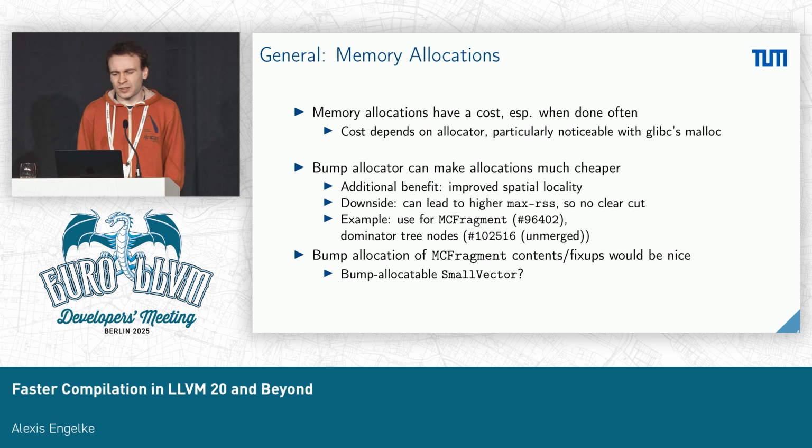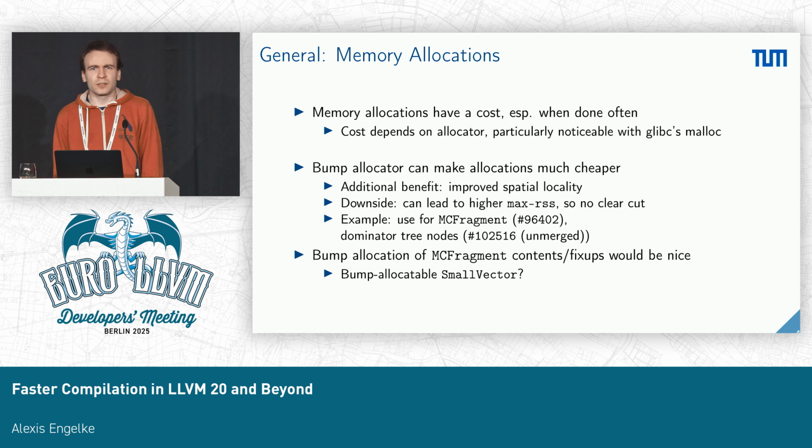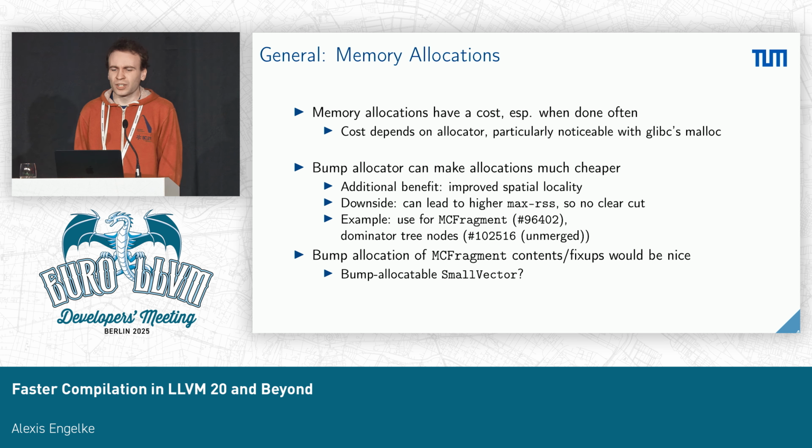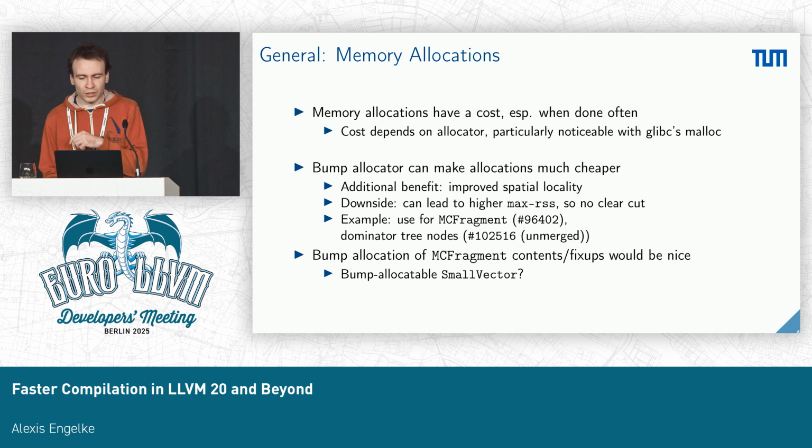And for the future, it would be nice to have a small vector that supports bump allocator backed storage. This is particularly relevant for MC fragments, which have a small inline storage for their contents and for the fixups that need to be applied. But it's always a trade-off between having a large inline buffer, which is often wasted, or going too often into an out-of-line storage. So a small vector with a more efficient out-of-line storage could be a good idea.